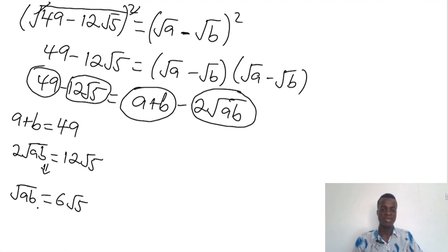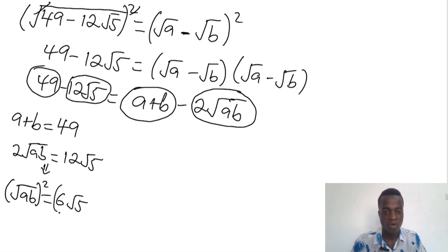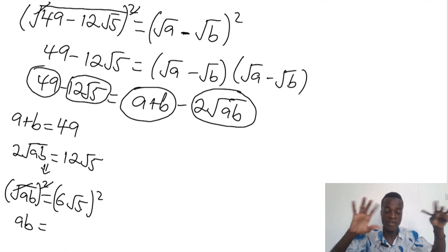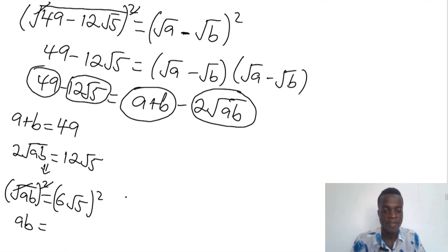Now I need to eliminate the square root again. So I will eliminate this square root by finding the square of both sides. If you find the square of both sides, this one will eliminate this. Then you have AB. On this side, you can put it in your calculator: 6 root 5, all squared. You are going to have 36 times 5. Let me use my calculator.